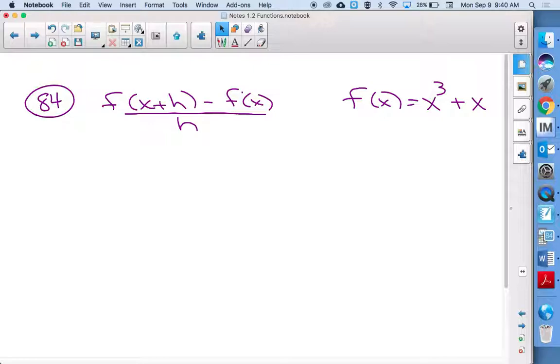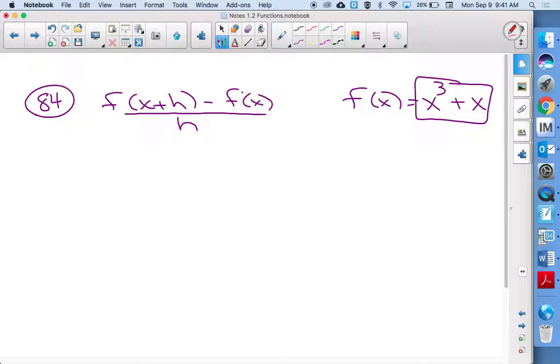How would you start to set up the difference quotient for this problem? So our function is f of x equals x cubed plus x. That's the function part. Emma: We write the function, but every time we see x, we plug in x plus h. Right, so we're going to use the function. And as she said, every time you see an x, we're replacing it with x plus h.